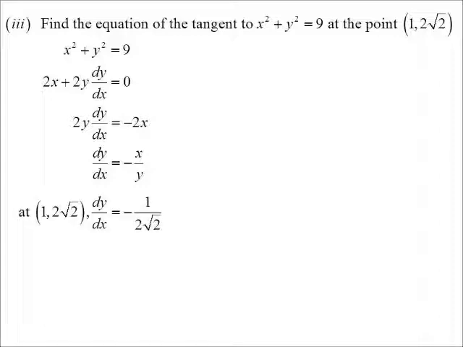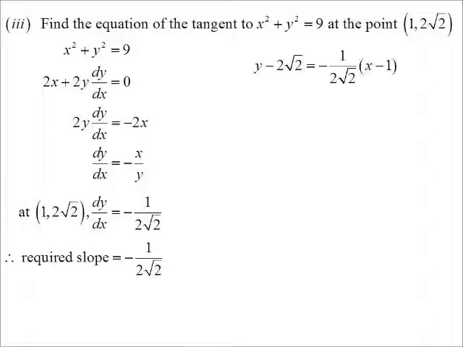So we want at the point 1, 2 root 2. So we substitute 1 in for x, 2 root 2 in for y. There's our slope. Point slope formula. And we end up with, eventually, there we go, our equation of the tangent. Without having to rearrange the original equation. So that's one of the advantages of what we call implicit differentiation.